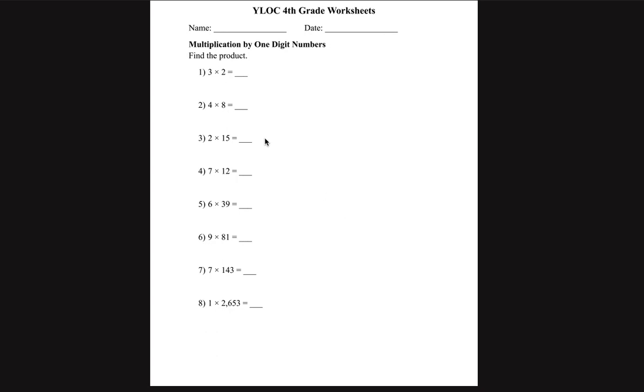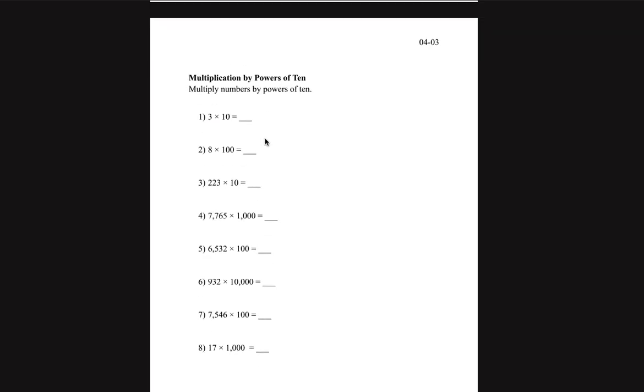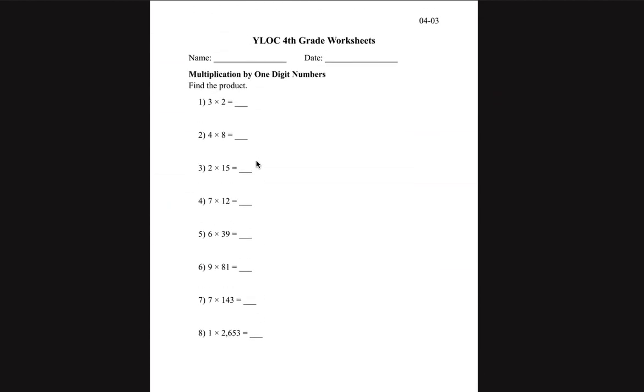We're going to go over multiplication by one digit, then by tens, and we're going to go over some more problems. So for the first one, let's do some simple ones. We have number 1, which is 3 times 2. And if you're thinking about multiplication, you're just saying that you're adding 3 2 times. So it would be 3 plus 3. And what you get would be 6.